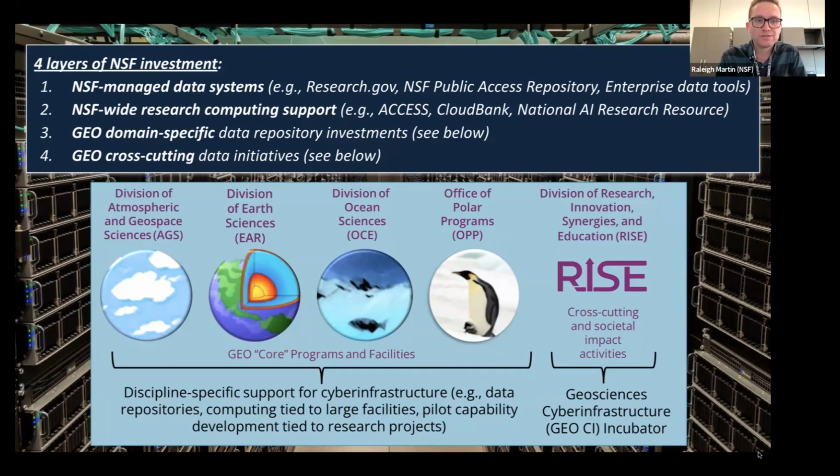We also have geo-domain-specific data repository investments. So within our Geo Directorate, there are 4 divisions and offices focused around domain and regional science themes. And this is typically where our core long-term investments exist. So you might be familiar, for example, in AGS, we support the National Center for Atmospheric Research, NCAR. And in the Earth Science Division, we support our seismological and geodetic facilities, which include significant data services.